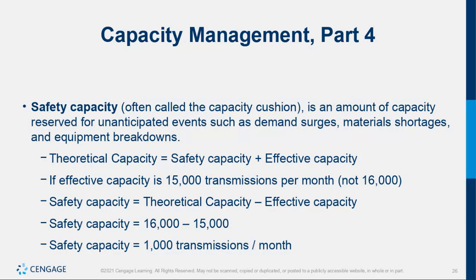So this is fairly straightforward math, and it went back to the idea of the transmission factory. Theoretical capacity is equal to safety capacity plus effective capacity. So if effective capacity is 15,000 transmissions per month, that's the realistic number, not the ideal number of 16,000, then your safety capacity or your cushion would be equal to the theoretical minus the effective, or 16,000 minus 15,000. So you'd have a safety capacity of 1,000 transmissions per month to cover for things like a material shortage, an equipment breakdown, etc.